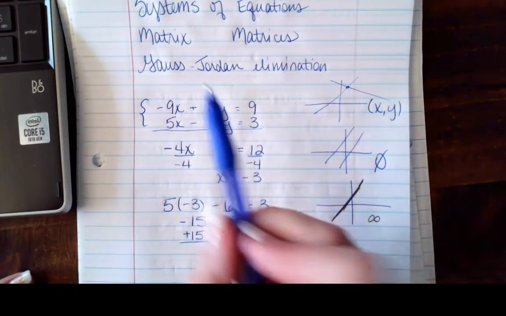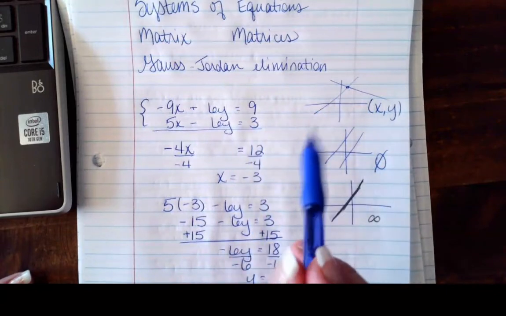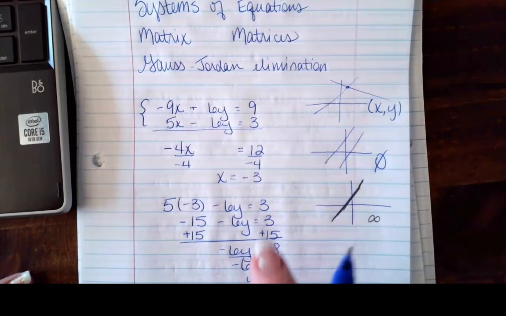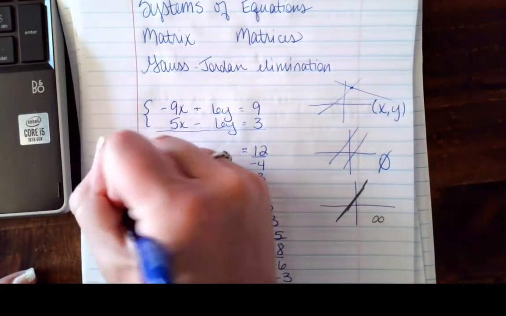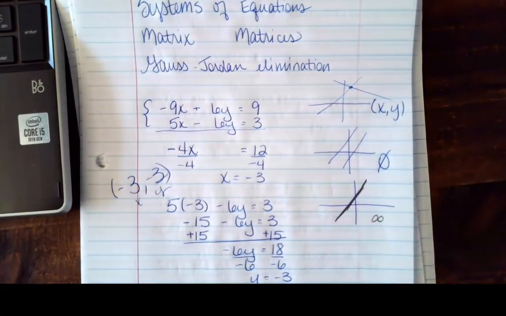negative 3, which means if I were to graph these two lines, I know beyond the shadow of a doubt that they share one point, and that one point is negative 3, negative 3. Okay, so your x is first and your y is second. So that's how we would solve a traditional system of equations.